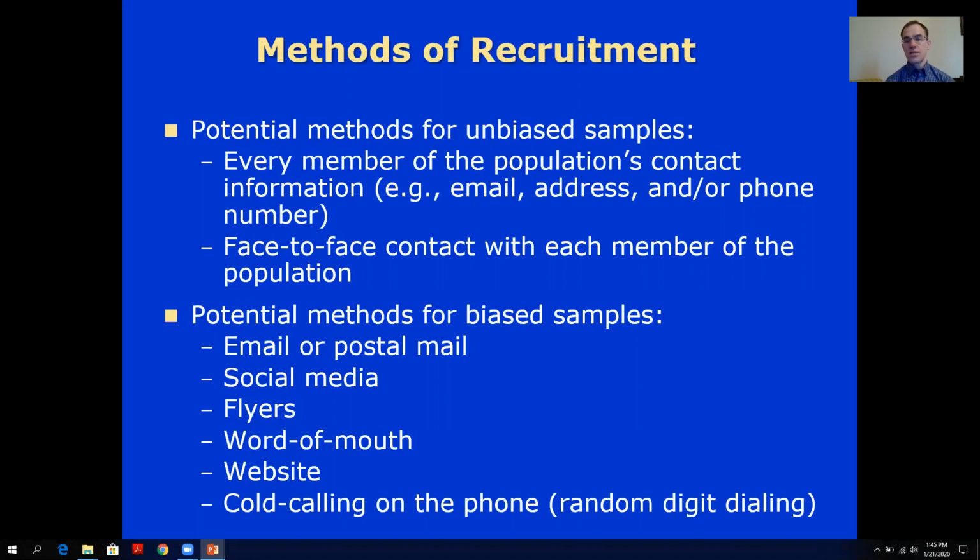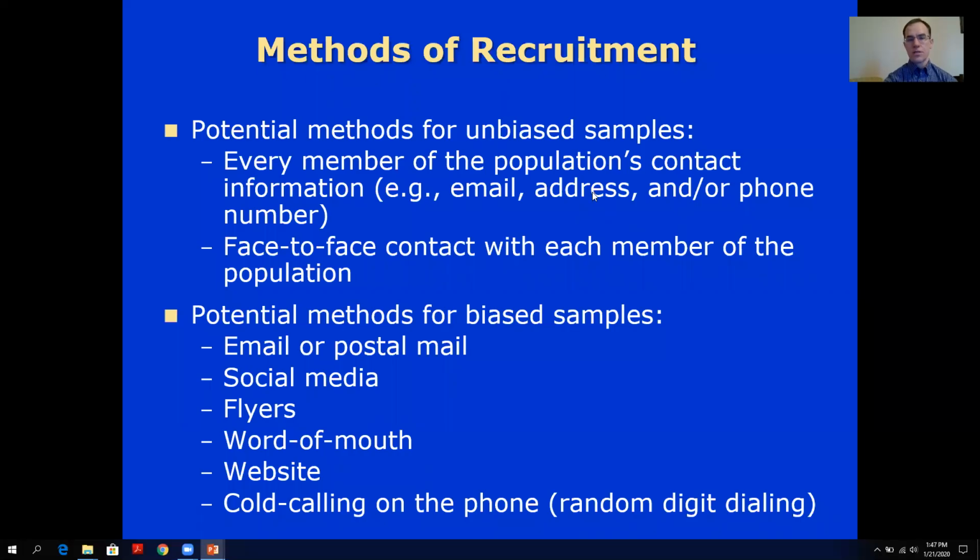But this would be dictated based on the amount of resources you have and also the amount of time that you have. So consider some methods of recruitment, whether it's unbiased, where you recruit the entire population, or it might be from a biased sample where you're trying to recruit from a smaller population or a group from a larger population.